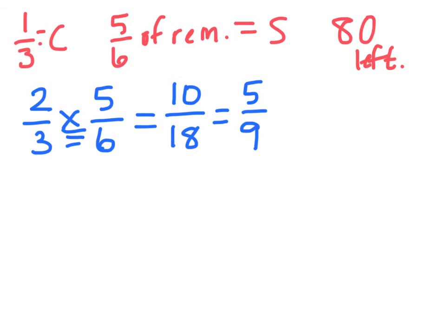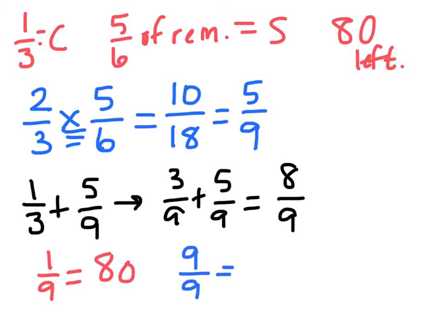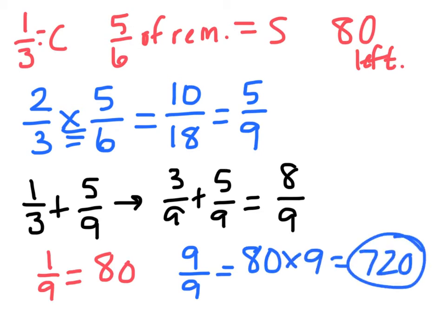So now we can calculate the total number that Gomez has given away. He's given 1/3 to his cousin, plus 5/9 to his sister, which we would rewrite as 3/9 plus 5/9 equaling 8/9. So Gomez has given away 8/9 of his stamps. That means that 1/9 of his stamps is equal to 80 stamps. So 1 unit is valued at 80. To calculate how many stamps he began with and answer our question, we simply need to know the value of 9/9, which would be 80 times 9, or 720 stamps.